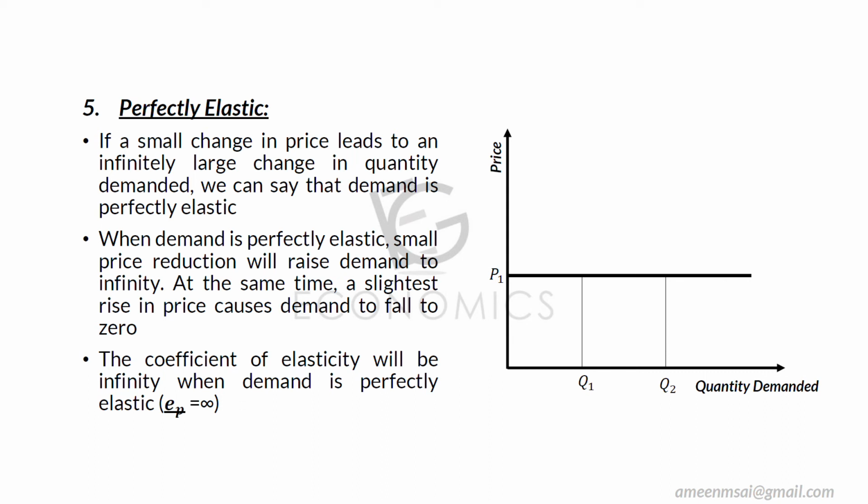Just look at the graph. The price is at P1. When the price is P1, the demand curve will be horizontal. So at price P1, any amount of quantity is demanded, be it Q1, Q2, Q3, it goes on. Just think of increasing the price from P1 to P2. The horizontal curve will just go above, but the quantity will be infinitely demanded. So that's what we call perfectly elastic. If a small change in price leads to an infinitely large change in quantity demanded, we can say that the demand is perfectly elastic.